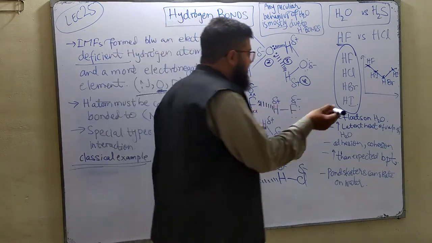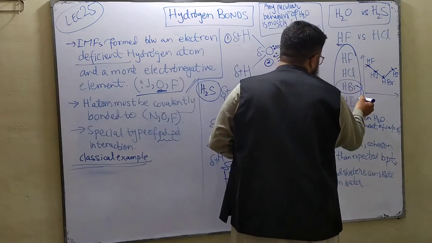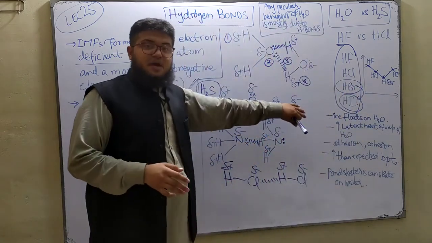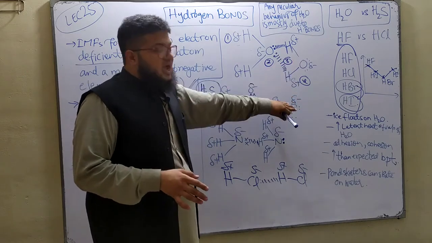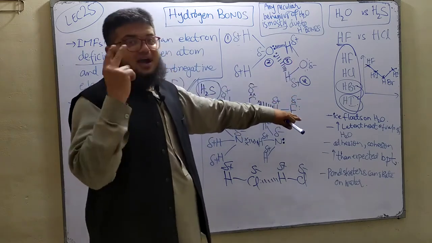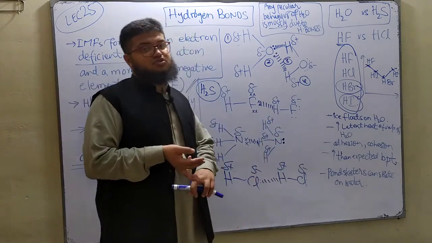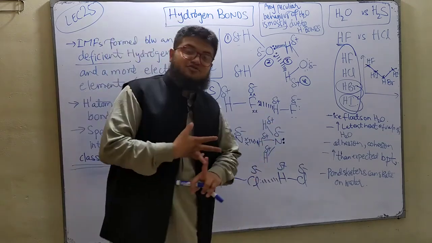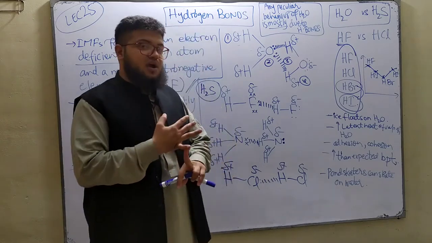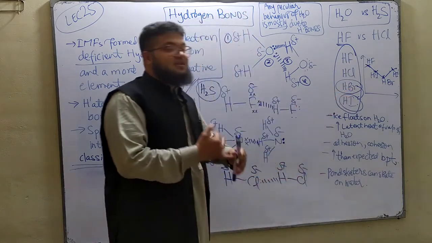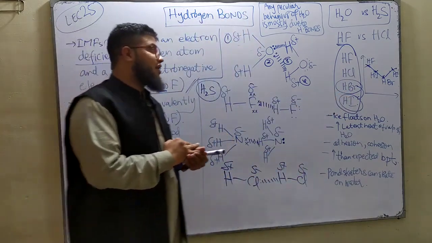Now, as we go from HBr to HI, what happens? There's a change. Since both of them have van der Waals forces, HI has a higher Mr, a greater number of polarizable electrons, therefore it will have stronger van der Waals forces. HI will have stronger van der Waals forces as compared to HBr, therefore more energy will be needed to overcome them, and therefore HI will have a greater melting point as compared to HBr.